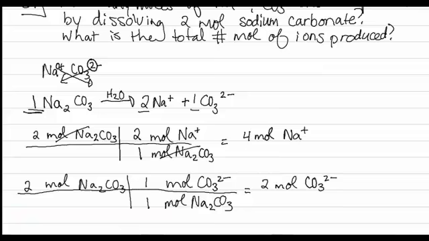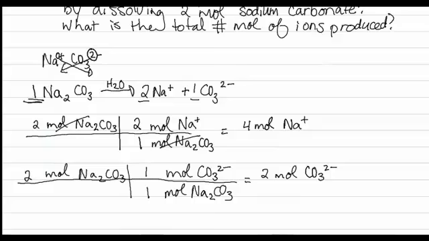Then it asks for the total number of moles of ions. So I have 4 moles of sodium ion, 2 moles of carbonate ion for every 2 moles of the sodium carbonate. So all I have to do is add those together to get the total number of ions. It doesn't care what the ion is, it just wants the total number of moles of the ions. So I end up having a total of 6 moles of ions in solution. And that's the end of our discussion on dissociation.